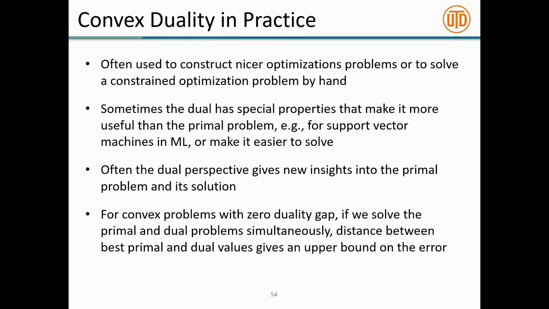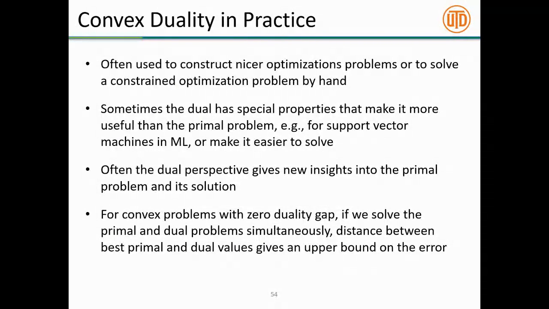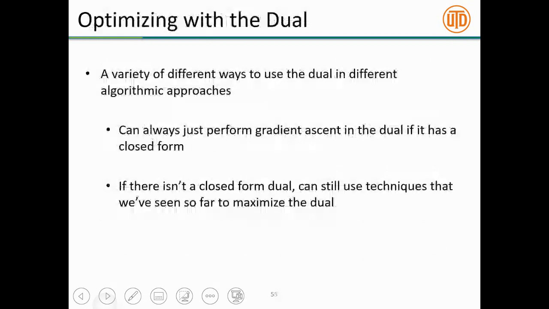and as I mentioned before, you can use the dual for other nice things too, like if there's zero duality gap. If you solve the dual and the primal problems simultaneously, then you can get a bound on the actual error of your estimator so far. You can compare the best thing you found for the primal versus the best dual. If there's zero duality gap, you know that those things have to go to zero in the limit, and so you can get an error on your distance to optimality. So there are all kinds of different ways that people have applied duality to design algorithms.